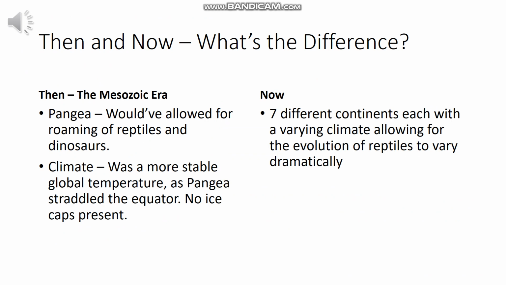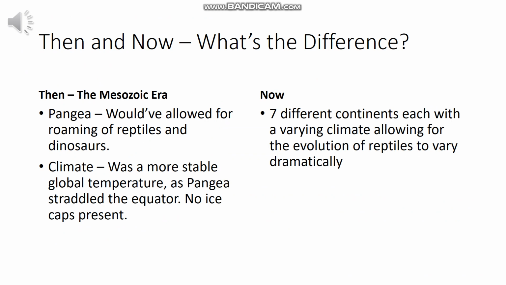In this section, I am going to discuss what makes our environment and climate so different now from what it was many millions of years ago, and how this has changed the way reptiles evolve. Back millions of years ago, in what is known as the Mesozoic era, all of the landmass was joined together in one large C-shape, which was known as Pangaea.